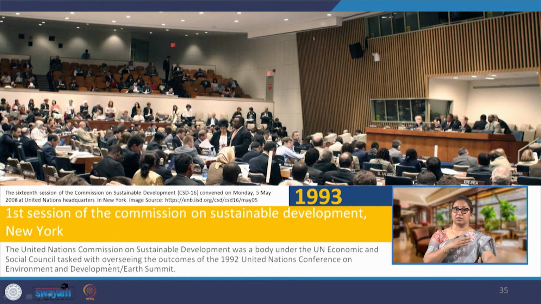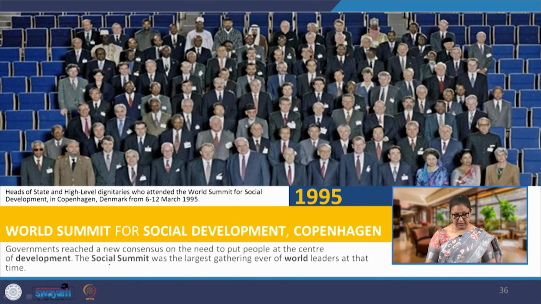So, after 1992, we had another one in 2002 and 2012, which was again held in Rio, where the implementation measures which were agreed upon had their progress monitored. A new commission was formulated, the Commission on Sustainable Development by the United Nations. In 1993 there was a meeting of the Commission on Sustainable Development at United Nations headquarters, which was tasked with overseeing the outcomes of the 1992 Rio Summit, the first Earth Summit. It was an after effect of the Earth Summit, and it continued to monitor how sustainable development is being taken forward.